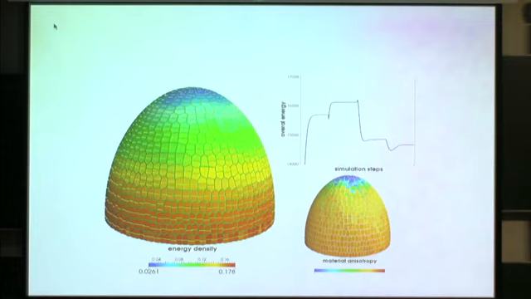So how do you change? Are you changing the mesh? How do you change from one to the other? Computationally, how are you doing this?